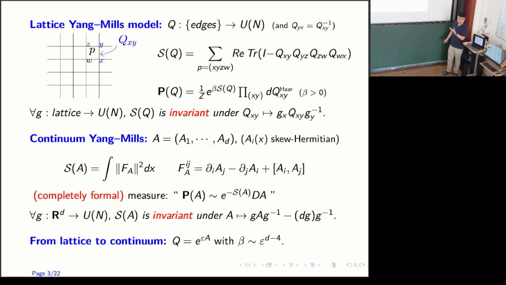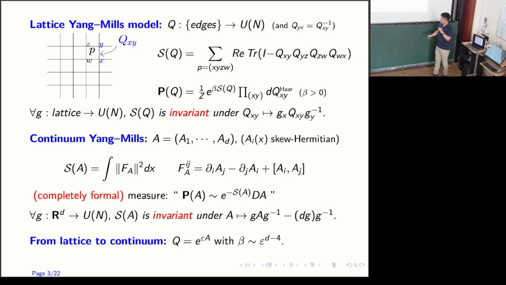So any question about definition? Maybe a question is how are these two related? In what sense is this the right discretization of the continuum model? Well, the relation of the Q field and the A field is the following. You should think of Q as exponential of epsilon A. A takes value in the Lie algebra, so the exponential of A is in the group. And here epsilon is the lattice spacing.